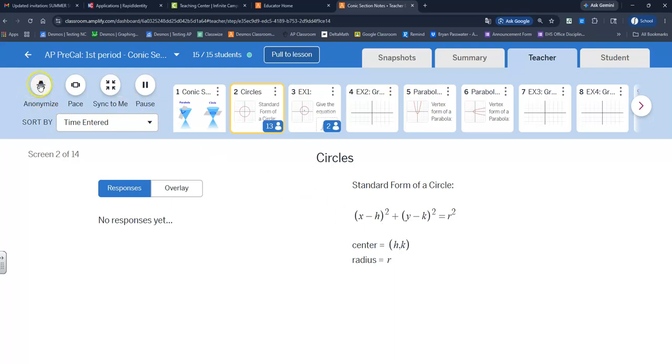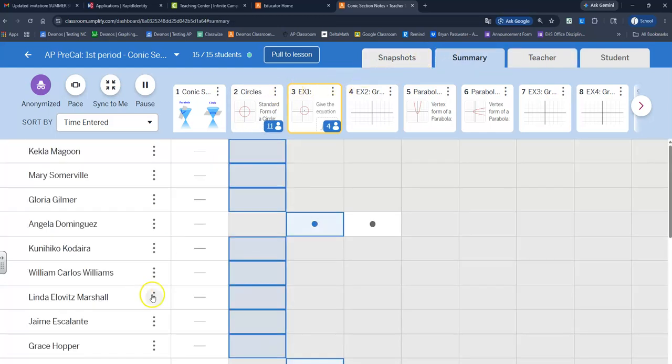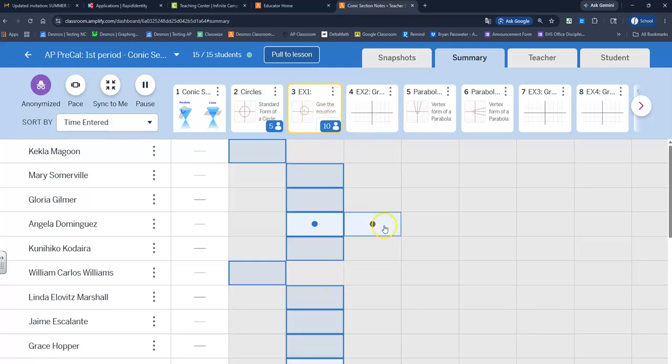So I'm going to anonymize you so that you're no longer yourself. So when I go look at this here, everybody's name is hidden. On the next slide, it asks for you to give the equation of that circle. And then on the one after that, it's going to ask you to graph a particular circle. So play around with those for a minute and see.